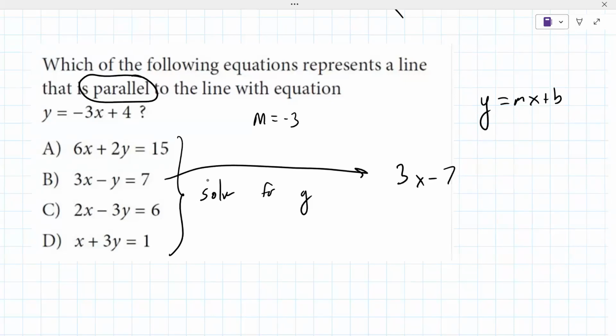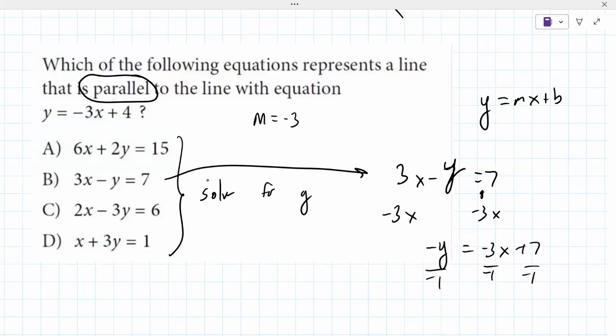3x minus y equals 7. If you subtract 3x from both sides, you get minus y equals -3x plus 7. Divide by -1. Y equals 3x minus 7. Does that have the same slope? No. So you have to fully solve it for y, no negatives in front, so it's not b.